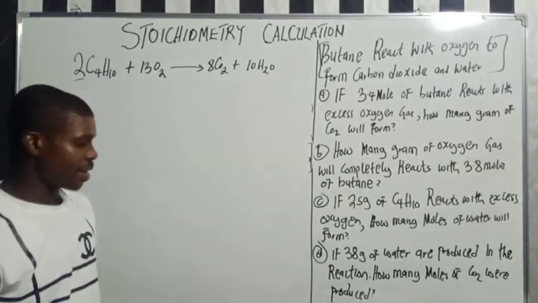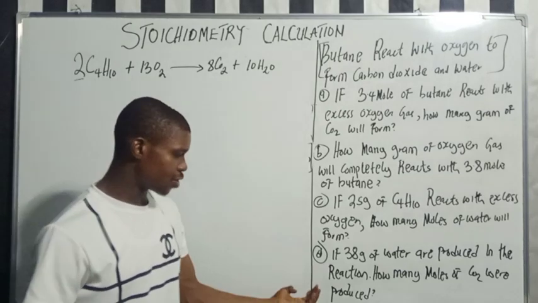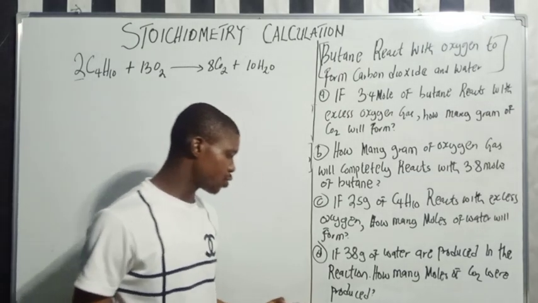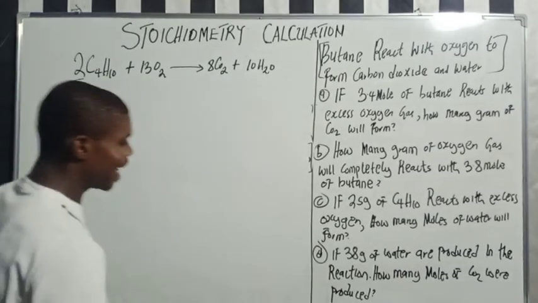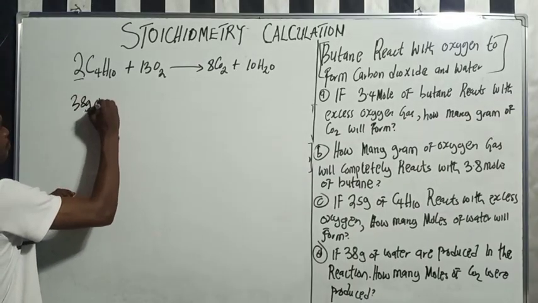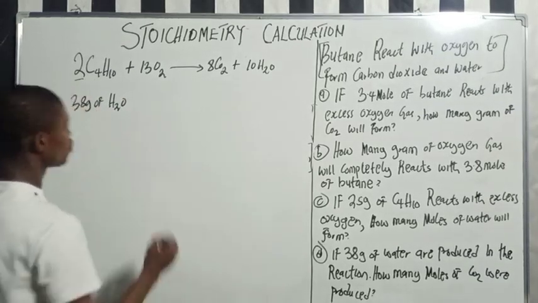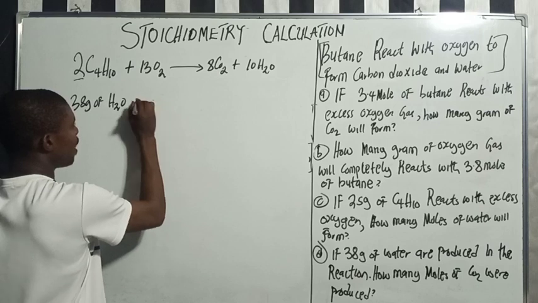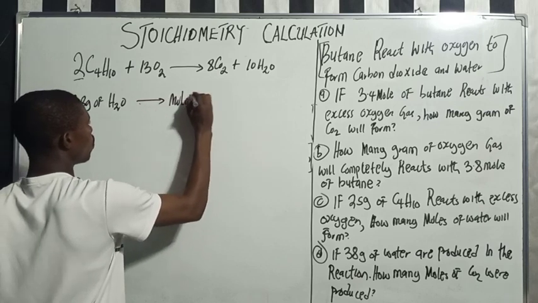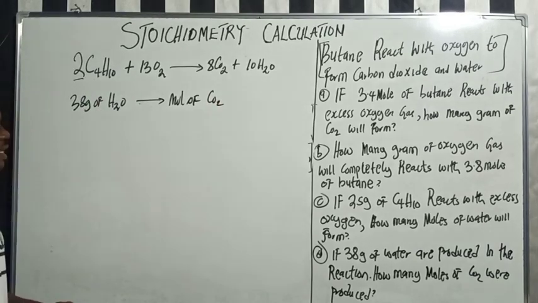So let's look at part D. If 38 grams of water are produced in the reaction, how many moles of CO2 were produced? Now, it means that we are converting 38 grams of H2O to moles, to moles of CO2. Can you see that?